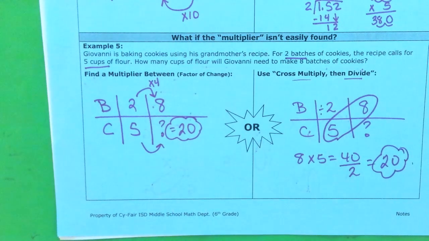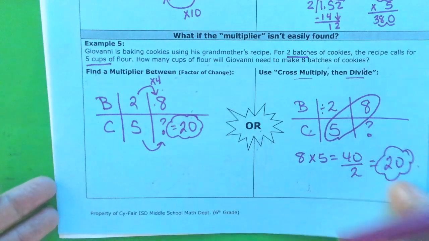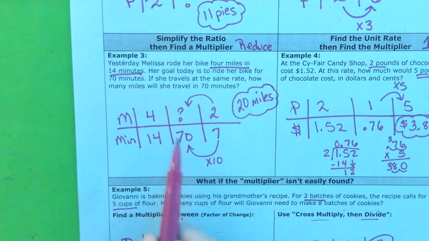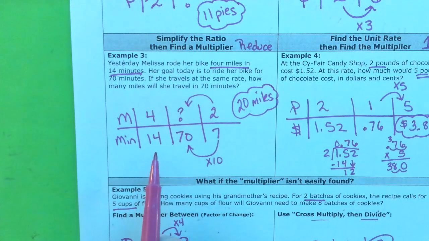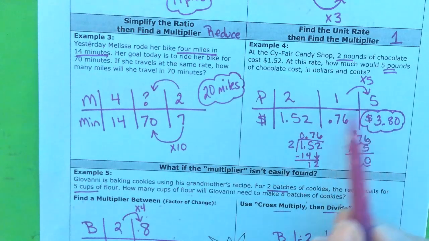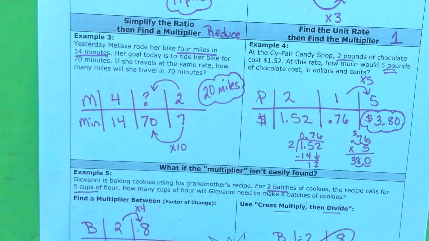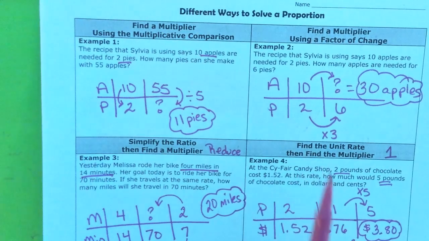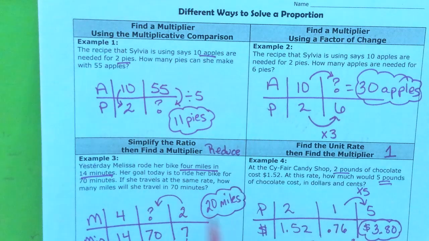I did. So if you ever find yourself stuck and you can't find a multiplier vertically or horizontally, and unit rate has got you confused and you're not able to reduce, you're welcome to do cross multiply and divide. But if you can avoid it, try avoiding it. You would have to do 70 times 4 and then divide by 14. That's a lot. Over here, you would have to do $1.52 times 5 and then divide it by 2. So sometimes it's easier, but actually the numbers you get in 6th grade should be nice and friendly like these.